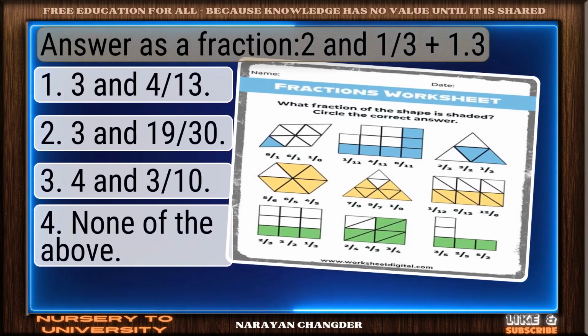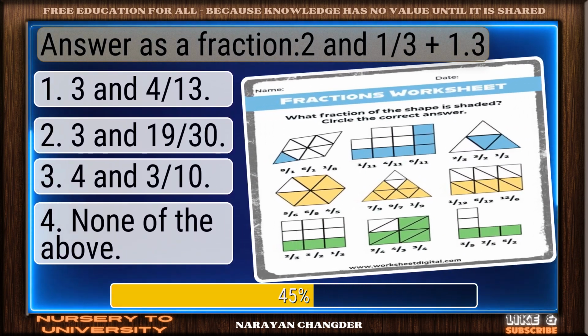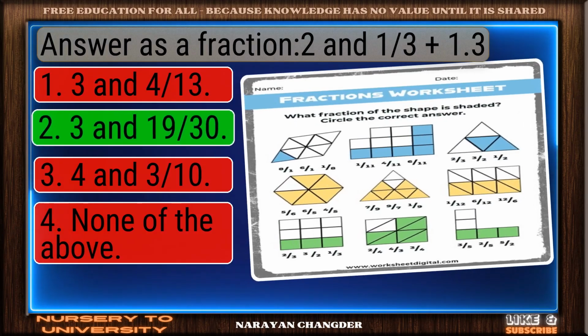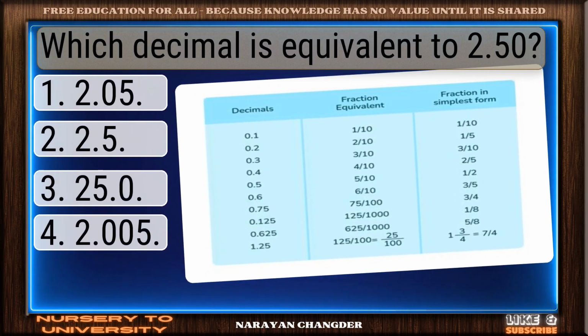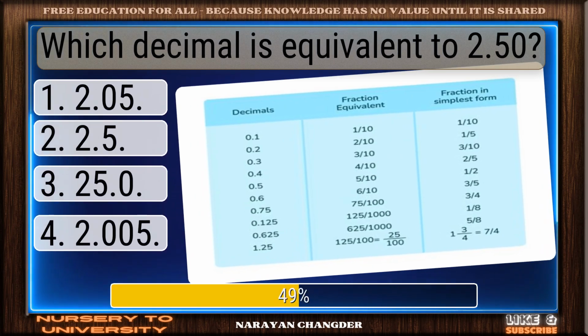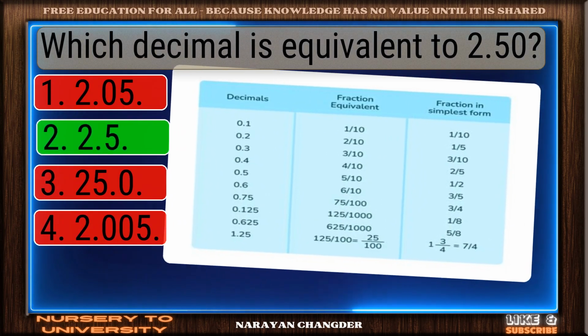Question number 55. Answer as a fraction: 2 and 1.3 plus 1.3. You chose 3 and 3/10, and it is correct. Question number 56. Which decimal is equivalent to 2/5? Correct response. 0.4 is the most accurate answer.